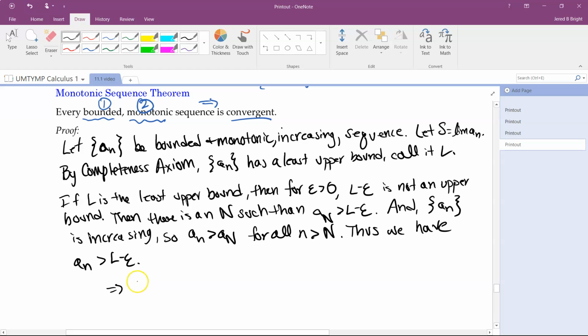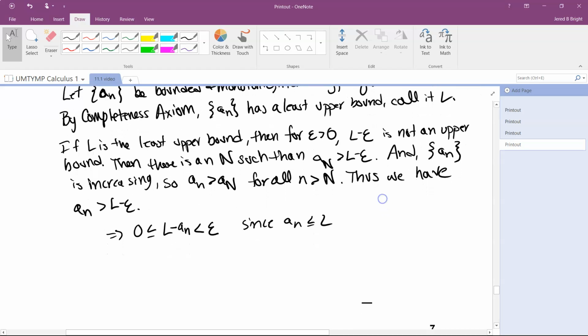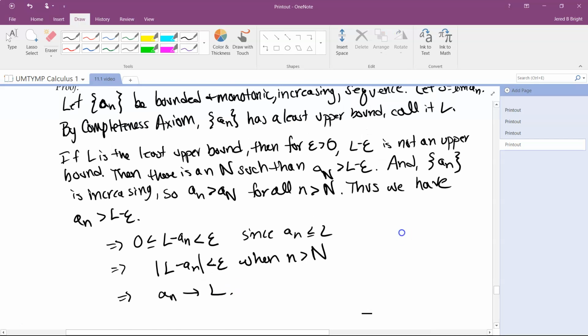So this gives that L minus a_n is less than epsilon, since a_n is less than or equal to L. And consequently, we can say that the absolute value, because this difference could be negative, is less than epsilon when little n is bigger than capital N. And then this is the definition of convergence. So a_n approaches L.